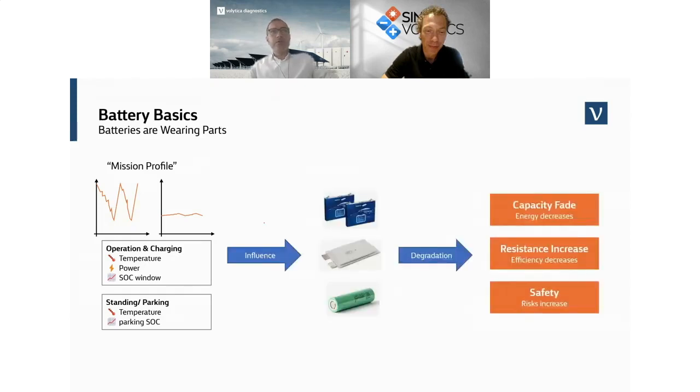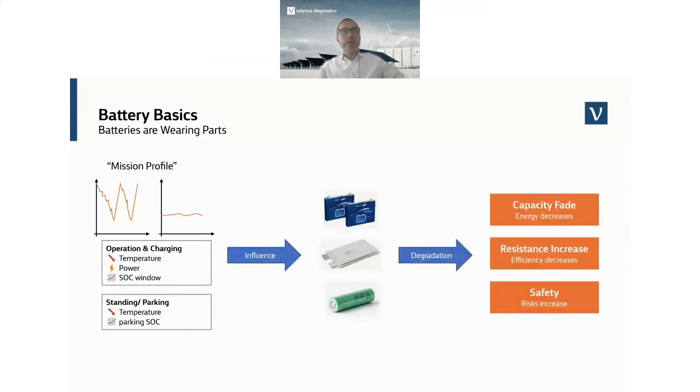So the usage conditions, temperature, SOC window, the power during operation and charging, but unfortunately also the SOC when you park or when you don't use it, influence these cells, the insides of these cells, which leads to capacity fade, where the energy goes down, resistance increase, where the efficiency goes down, and safety risks. And we are going to deep dive into these 3 topics.